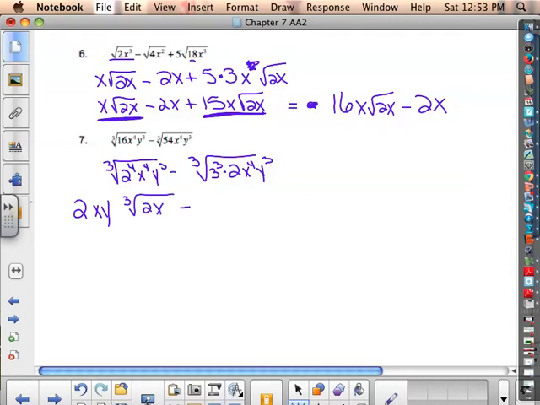In the second term, I have 3 to the third. The cube root of 3 to the third will be 3. X to the fourth, I'll bring out an x and a y. Then I have the third root of 2x. So I can combine these because the radicands are the same, the indices are the same. This becomes minus xy third root of 2x.